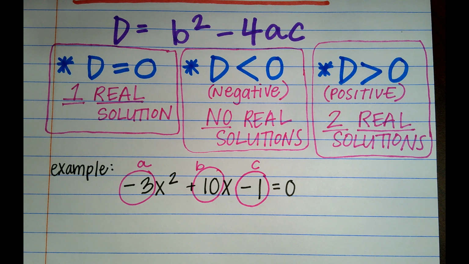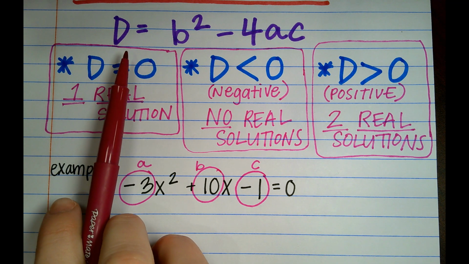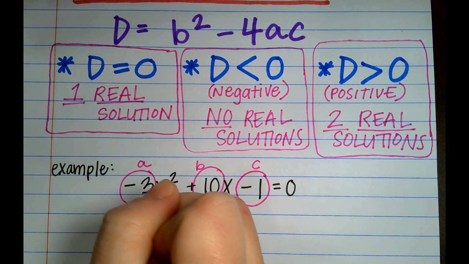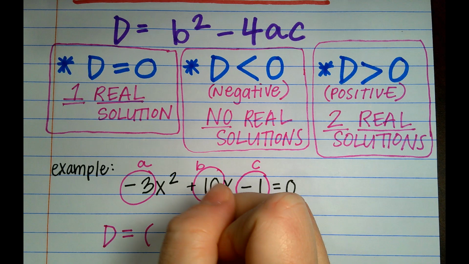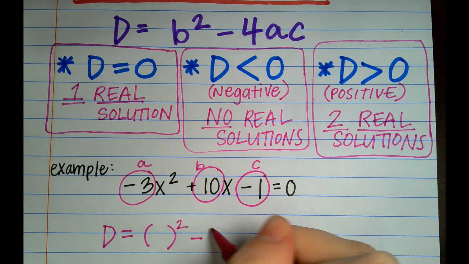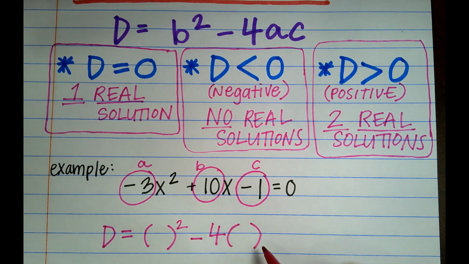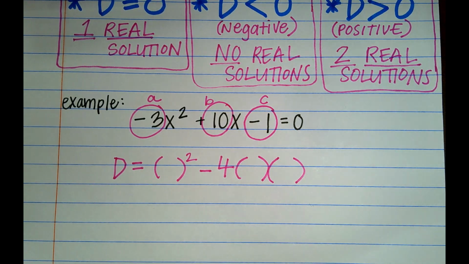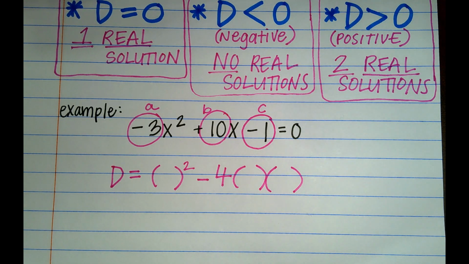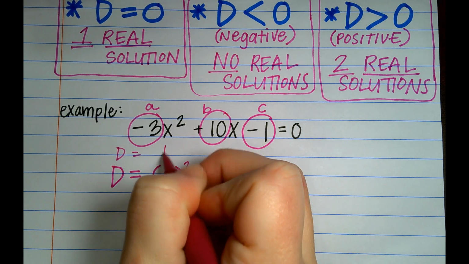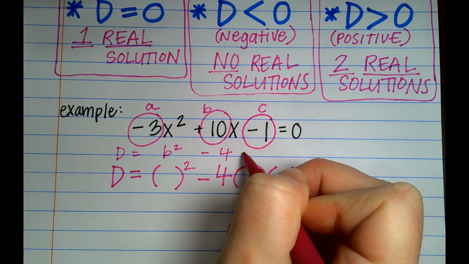Now, instead of using the whole quadratic formula, let's just find the discriminant. So, I'm going to rewrite D equals, I'll leave a blank for my B squared minus 4 times a blank for A times a blank for C. This is how I'll start my problem. Above that, I'm going to just rewrite it. B squared minus 4AC.